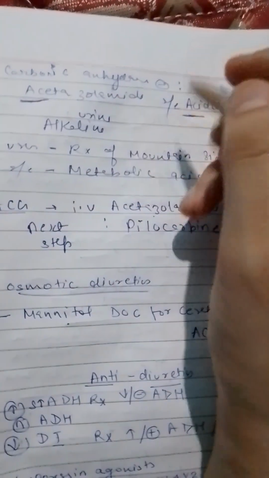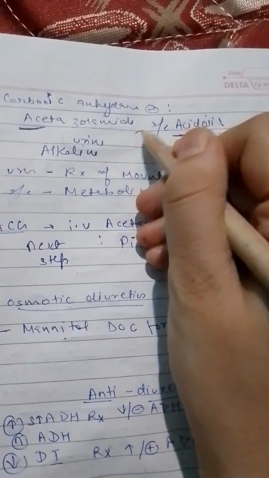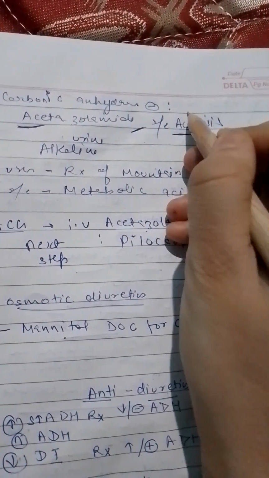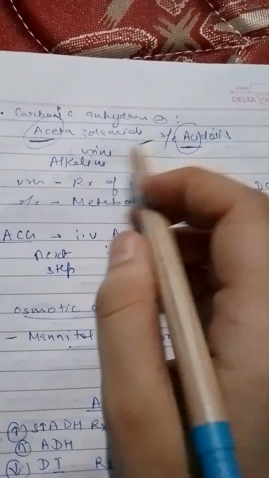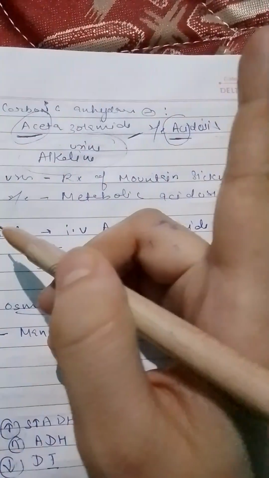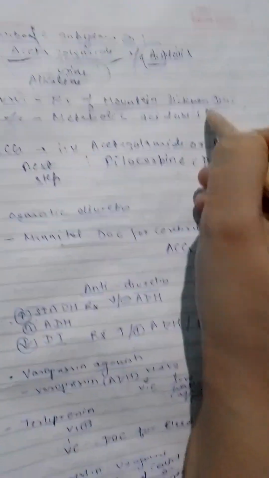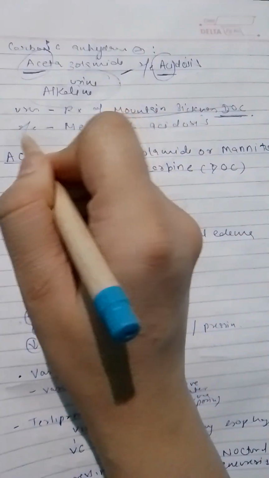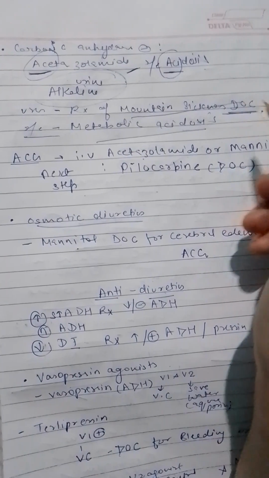Then comes the carbonic anhydrase inhibitors. One example I have told is acetazolamide. It makes urine alkaline. The use I have told is in mountain sickness, where it is the drug of choice. The side effect is metabolic acidosis. It causes metabolic acidosis.